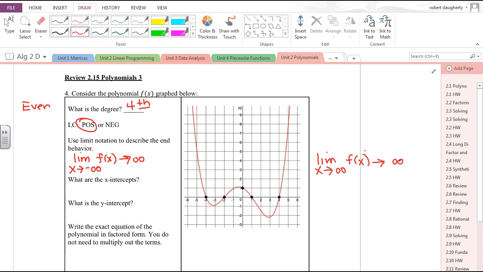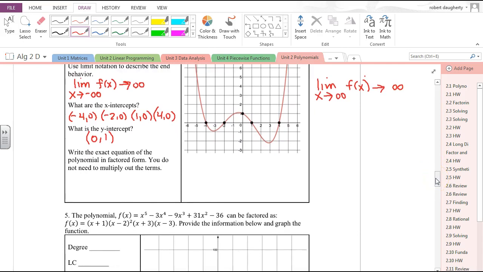What are the x-intercepts? Those are the points negative 4, 0, negative 2, 0, 1, 0, and 4, 0. What is the y-intercept? That looks like the point 0, 1. Remember, x-intercepts are where y is 0, y-intercepts are where x is 0.